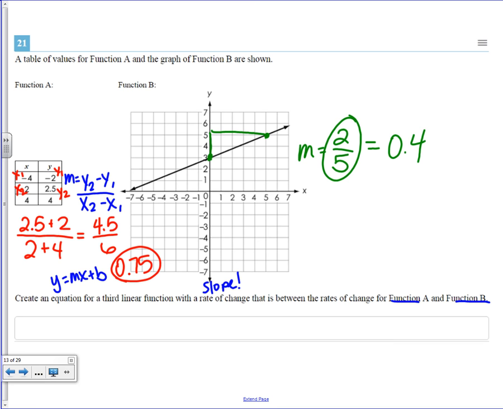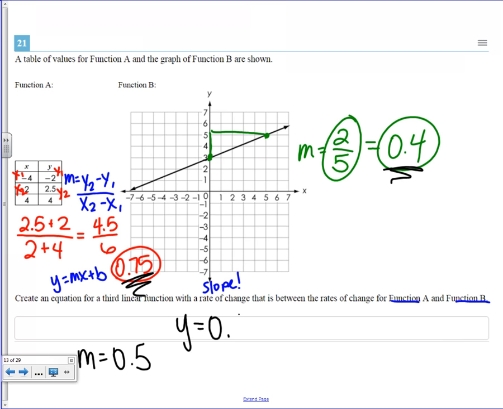So now I just need to make an equation that has a slope that's between those two. You literally can pick any number that is between 0.75 and 0.4. I think I'll just pick 0.5. So I think my slope is going to be 0.5. Does it say anything about the y-intercept? It does not. So you get to pick whatever y-intercept you want to use. And there we have it. The only number they were concerned with was that slope being between function A and function B.